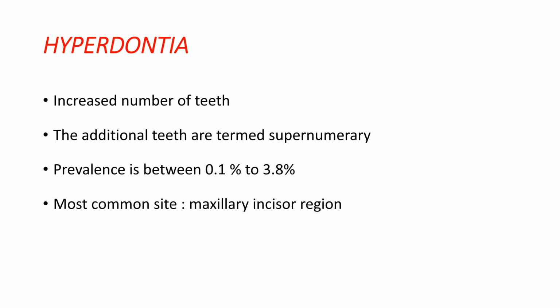The prevalence of supernumerary permanent teeth in whites is between 0.1% and 3.8%, with a slightly higher rate seen in the Asian population. The most common site of hyperdontia is the maxillary incisor region. Supernumerary mandibular incisors are very rare, although supernumerary teeth may be bilateral, and most commonly occur unilaterally.